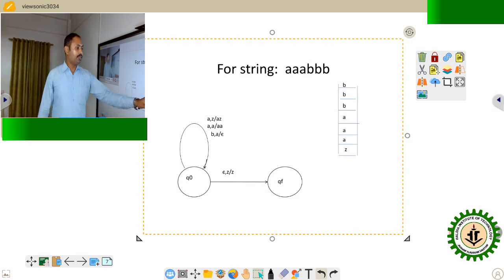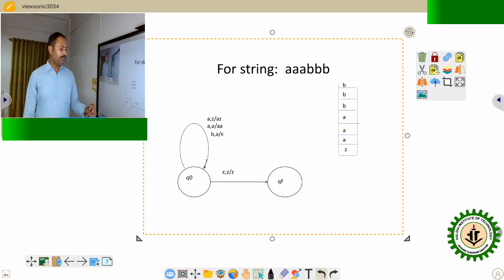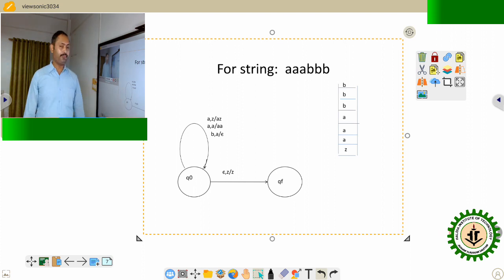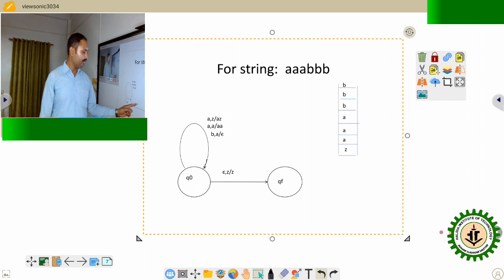So like this we have to carry on, and at last the stack will be empty, only the symbol Z will be left. If only the symbol Z is left and the input tape is empty, this is the empty sign, then Q0 goes to QF, that is the final state, with Z remaining in the stack.